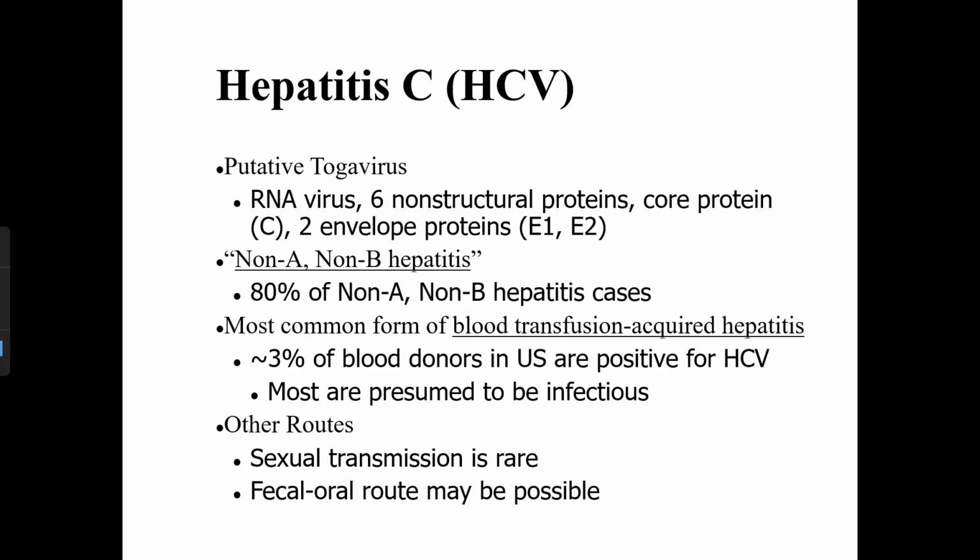So this one is non-A, non-B hepatitis. 80% of non-A, non-B hepatitis cases are hepatitis C. Most common form of blood transfusion-acquired hepatitis. About 3% of blood donors in the U.S. are positive for HCV. Most are presumed to be infectious. Other routes: sexual transmission is rare. The fecal-oral route may be possible.